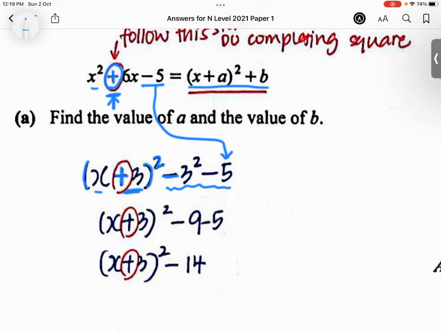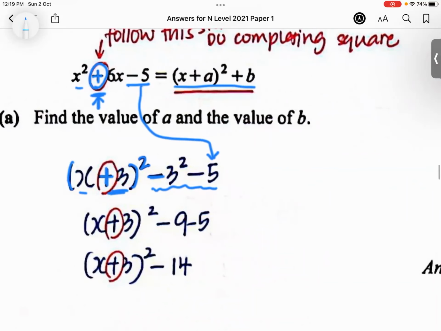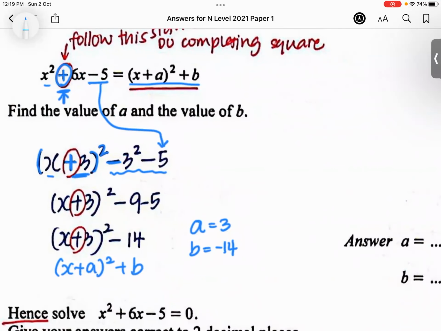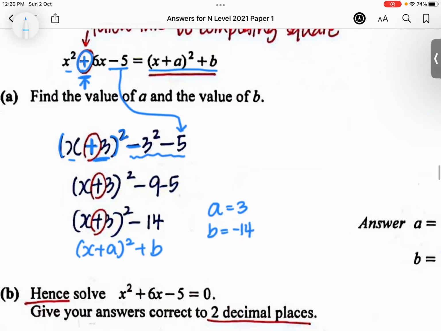So finally, the question says find the value of A and the value of B. Then you compare it with x plus A squared plus B. So A is equal to positive 3. B will be equal to negative 14. Then we get our 2 answers. Usually for this type of question, 1 mark for each answer. But once in a while, they may change the marking scheme to 1 mark for the method, then 1 mark for the answer. So either way, you still need to write your working.